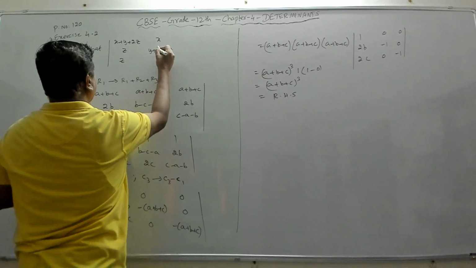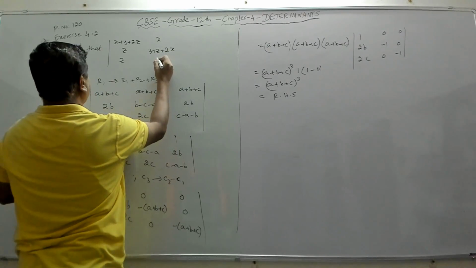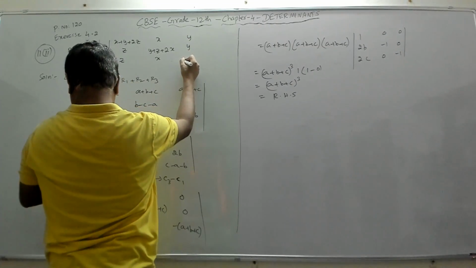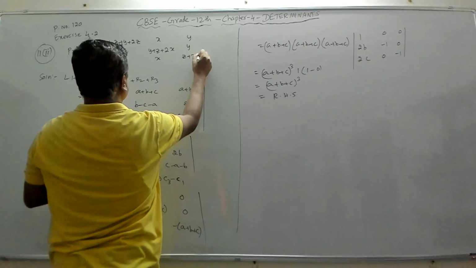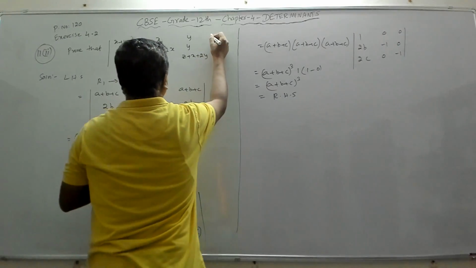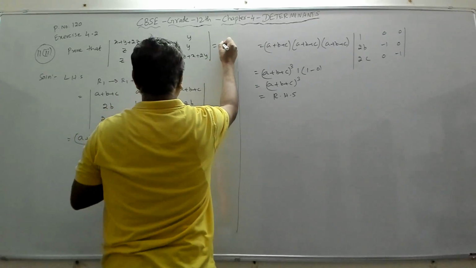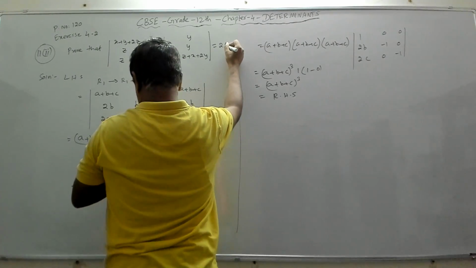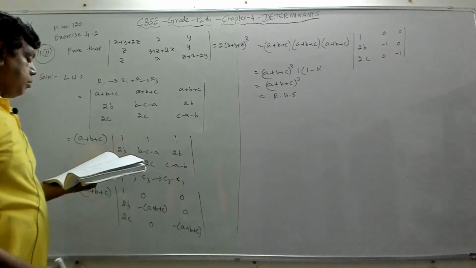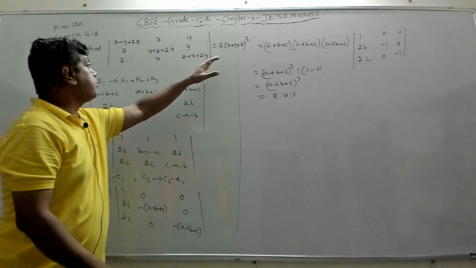y plus z plus 2x, then x, y, z plus x plus 2y. We have to prove the value of this is equal to 2 times x plus y plus z the whole cube. That's what you have to prove. We have to show that it's equal to 2 times x plus y plus z the whole cube.